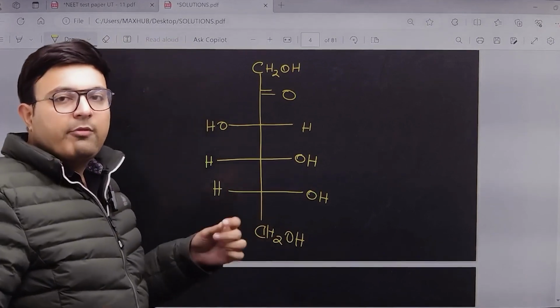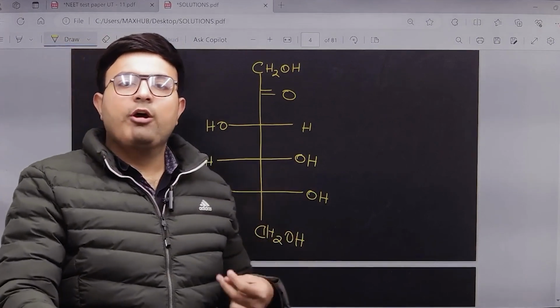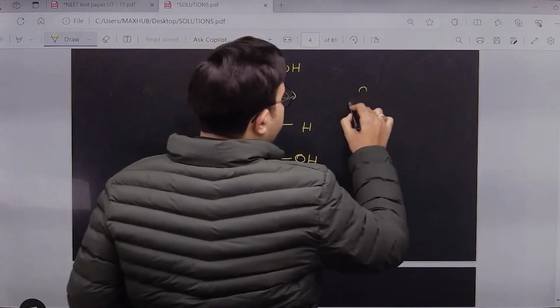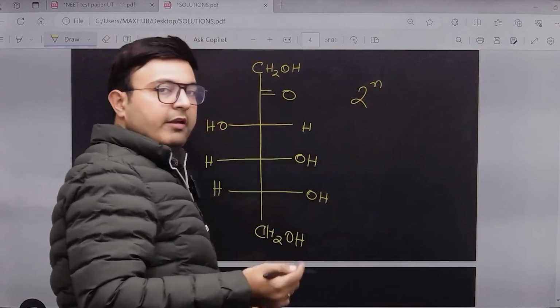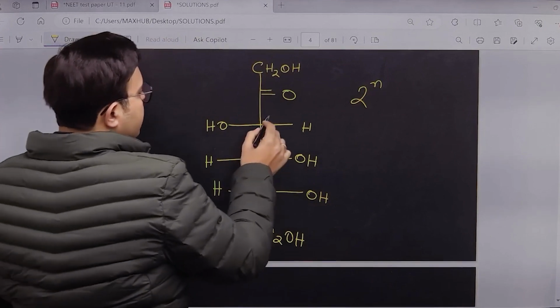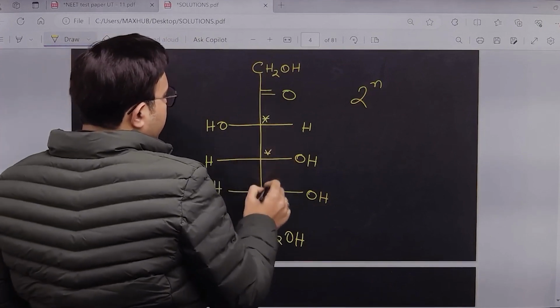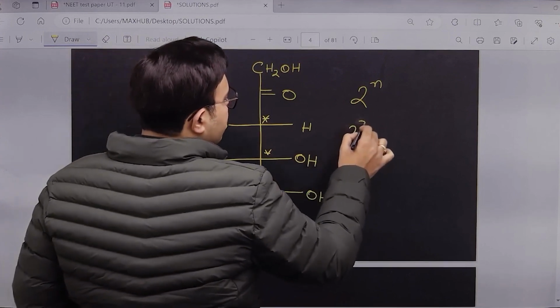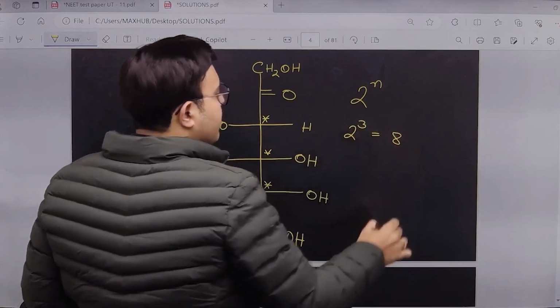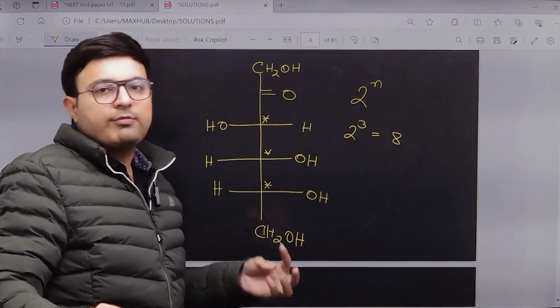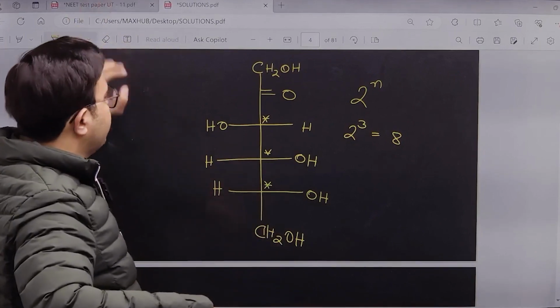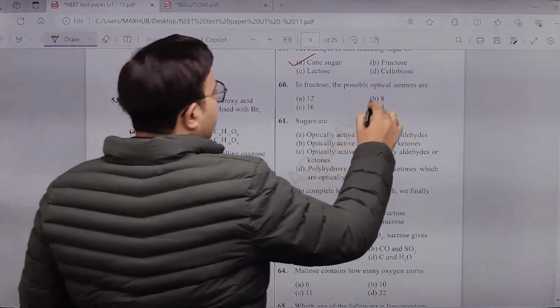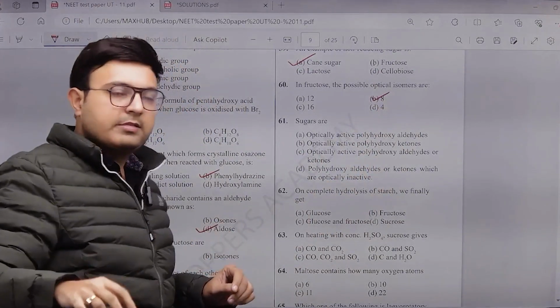Now the number of optical isomers will depend on the number of chiral carbons, and it is given by 2 raised to power n, where n is the number of chiral carbons. So this is a chiral carbon, this is a chiral carbon, and this is a chiral carbon. So 3 chiral carbons, 2 raised to power 3. The answer comes out to be 8. So fructose will have 8 optical isomers. So B will be the correct answer.